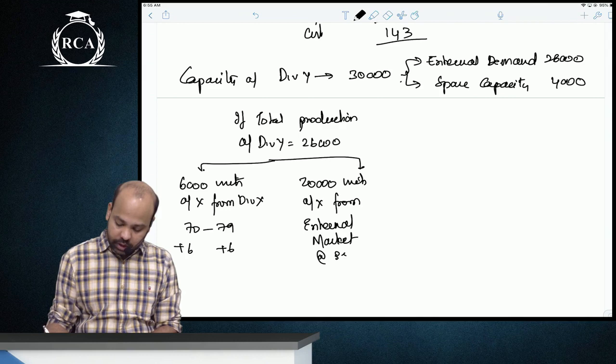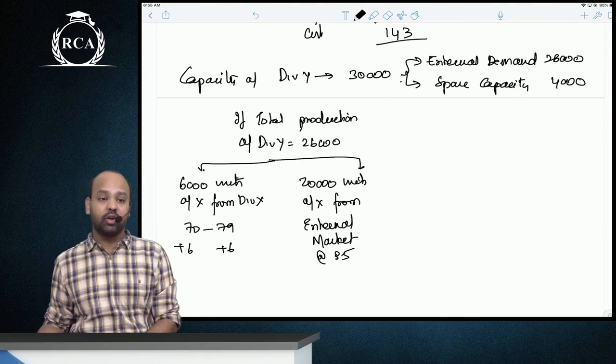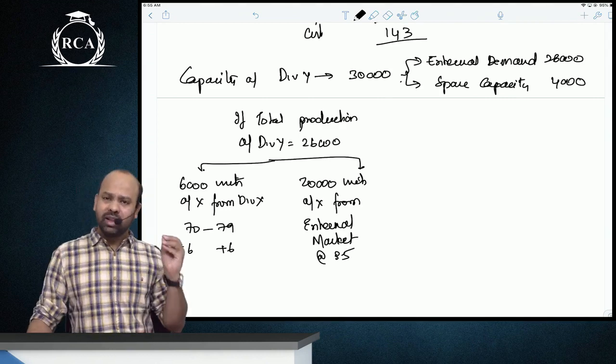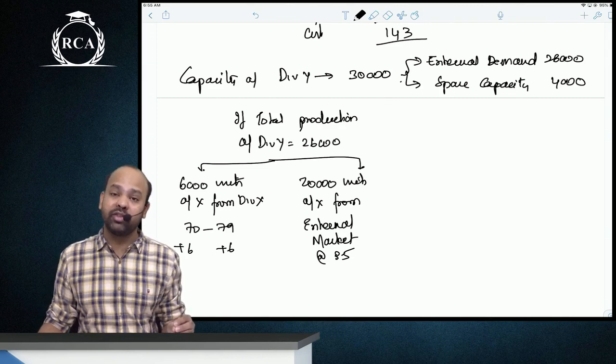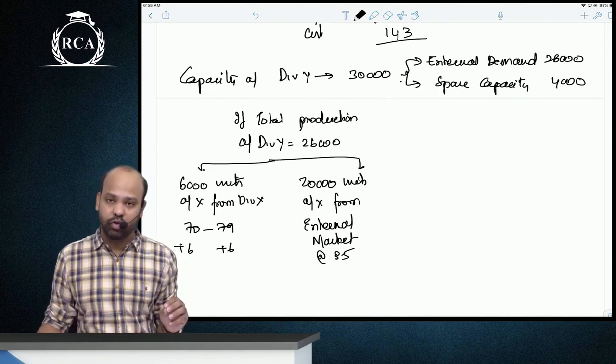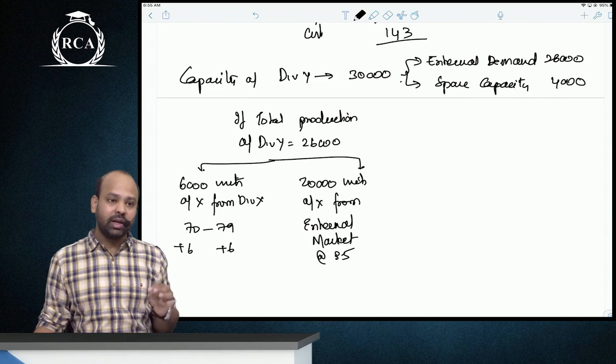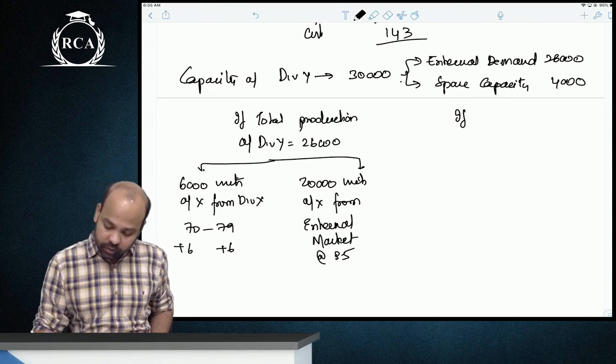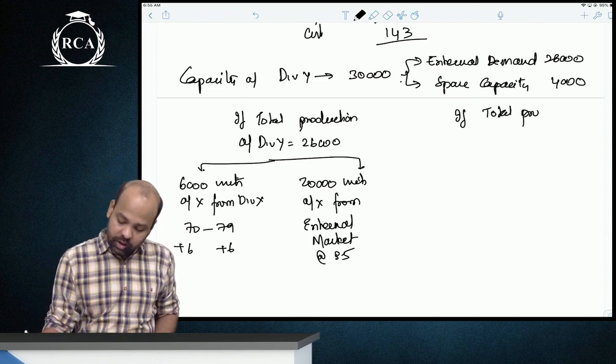Yes or no? Yes sir. In case Beta restrict their total production to 26,000 units, they are going to buy 6,000 units from division X, Beta, at a range of negotiation of 70 to 79. 70 to 79 plus 6 rupees, they'll have to incur additional pickup cost.